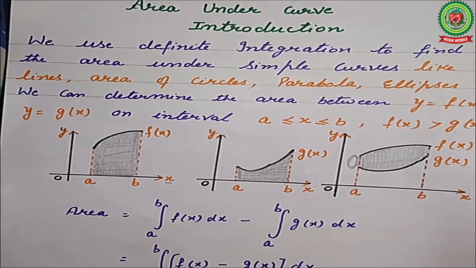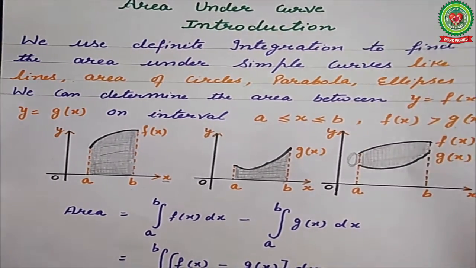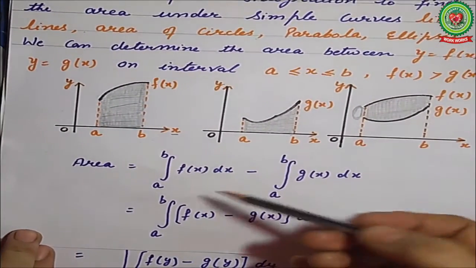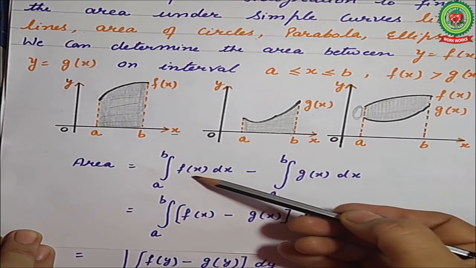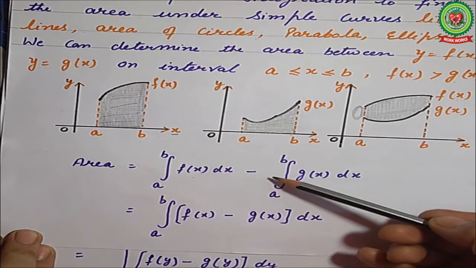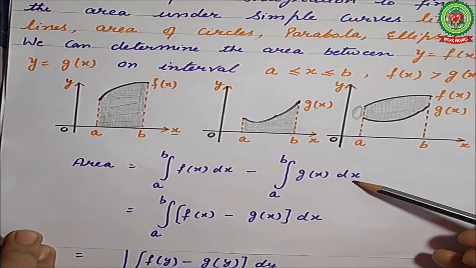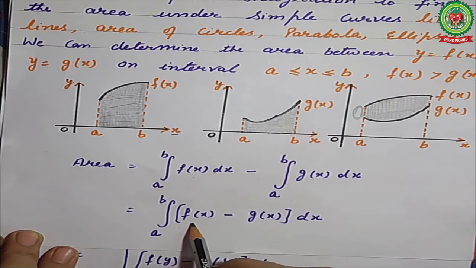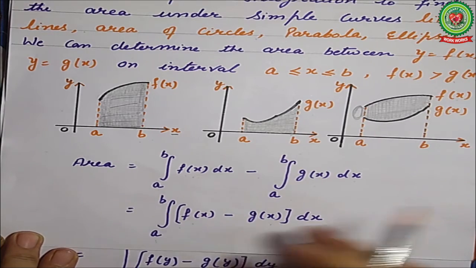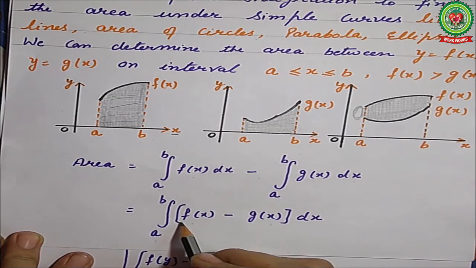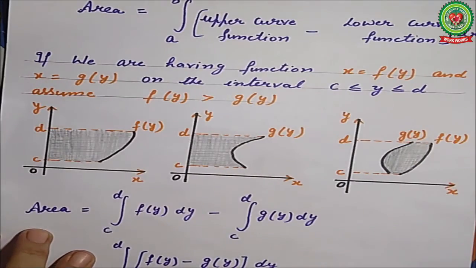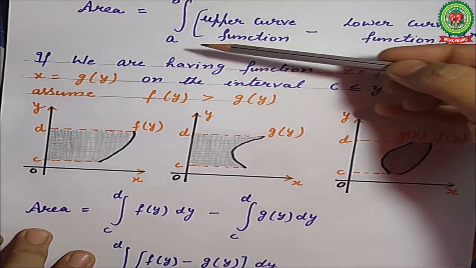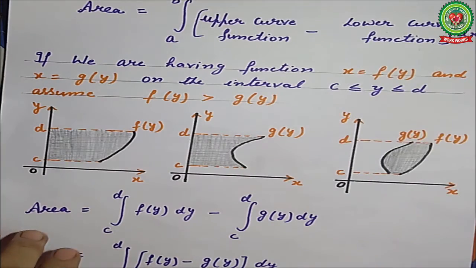How will we find it? In mathematical terms, area is equal to, first we find the integral of f(x) dx from a to b minus the integral of g(x) from a to b. Then we can combine f(x) minus g(x) for the given limits, that is a to b. Or we can say the area is the upper curve function minus the lower curve function for the limits a to b.